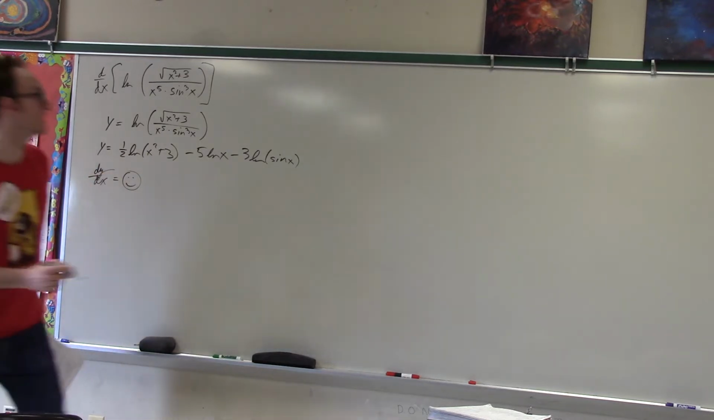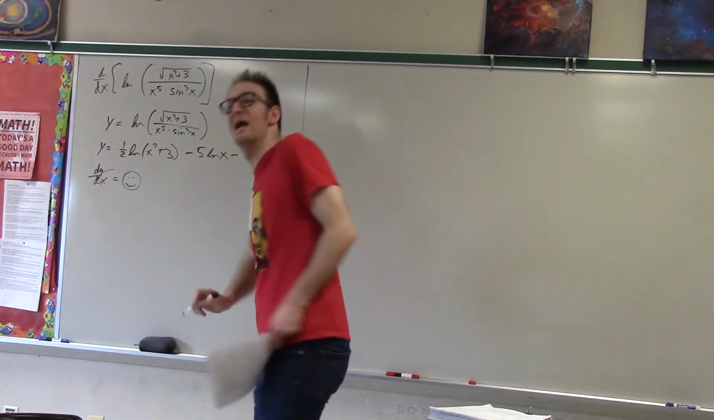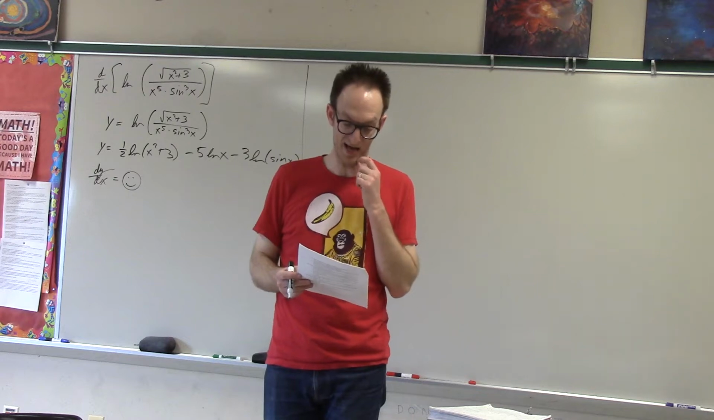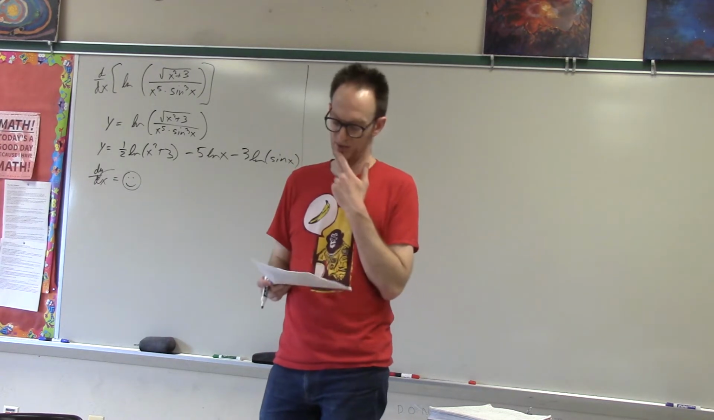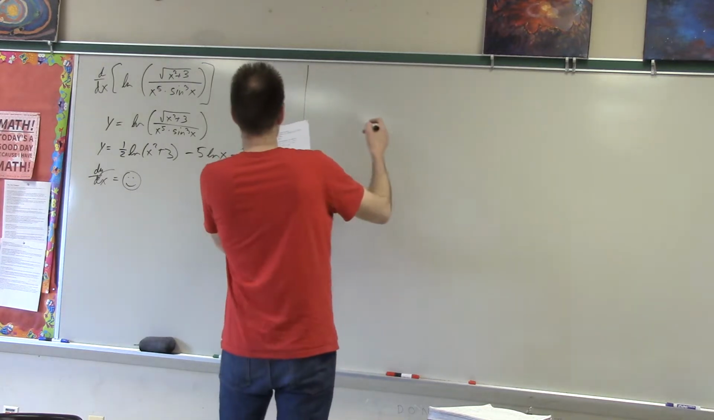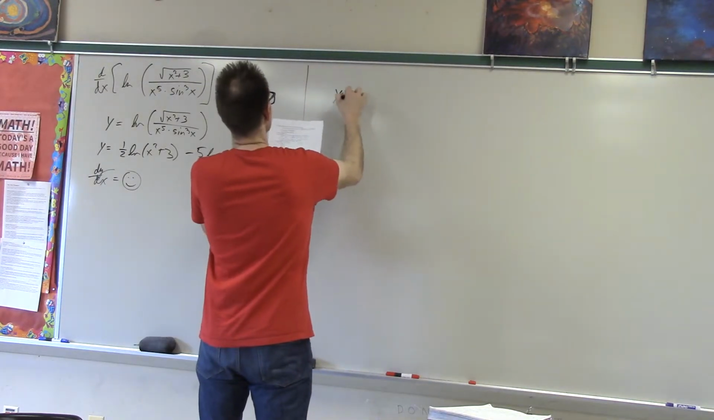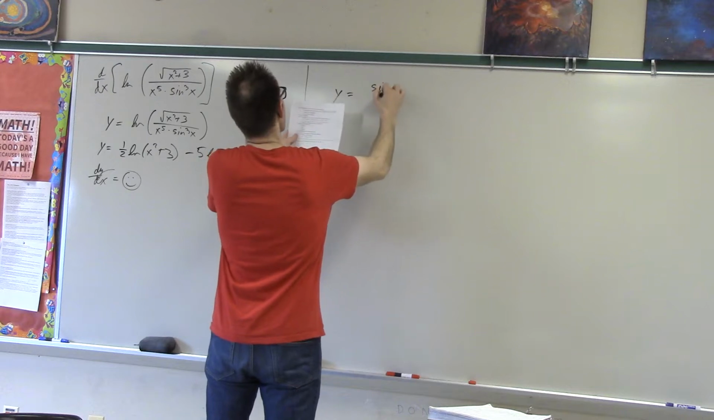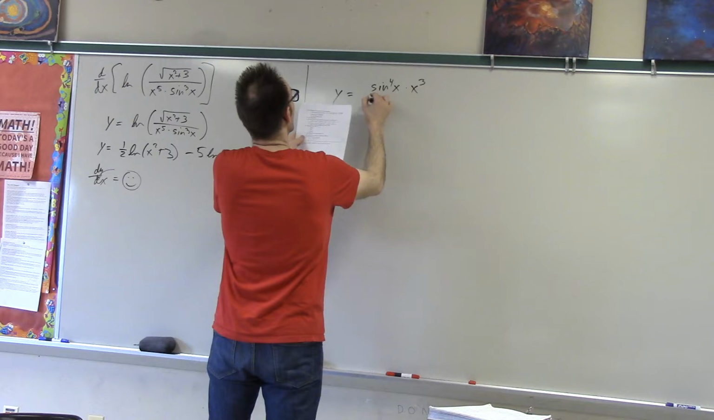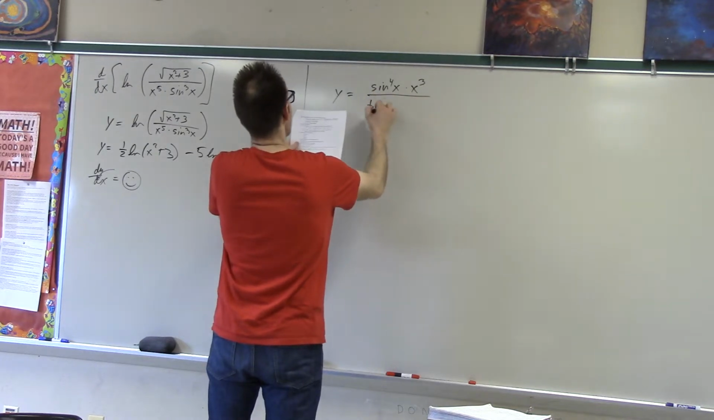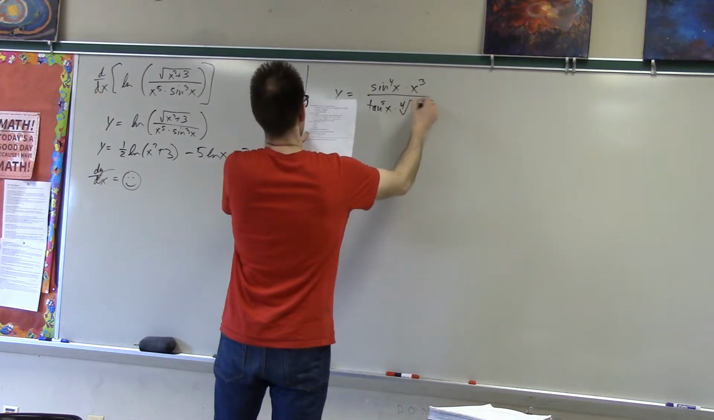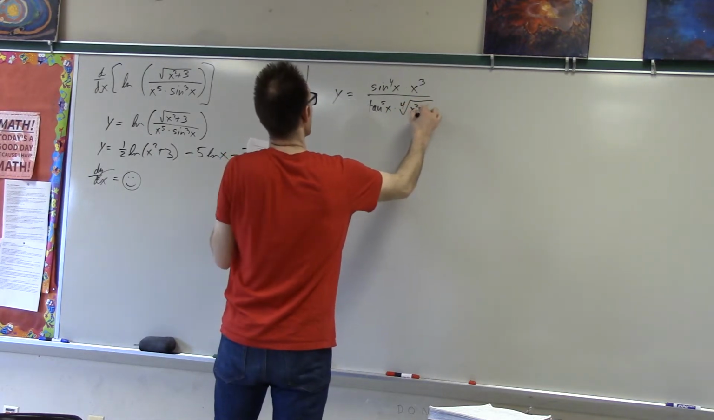Cool? Okay, so that's a thing. But, and this I didn't get to say, I was really rushing at the end of last class, and I think it was a bad idea to try to rush. Suppose we have a different problem. Take this problem. y equals sine to the 4th x times x cubed over tan to the 5th x times the 4th root of x cubed plus x.